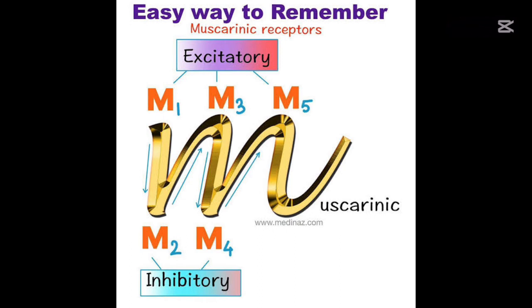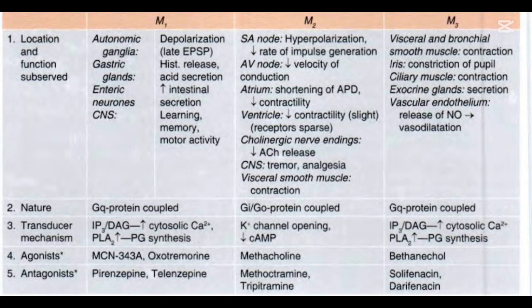So now first of all, let's start with the location of M1. Where can you find M1? You can find M1 first of all in autonomic ganglia. Don't forget, autonomic ganglia are present in both the parasympathetic and sympathetic systems. You can also find them in gastric glands. Gastric glands contain parietal cells, chief cells, endocrine cells, and mucous neck cells.